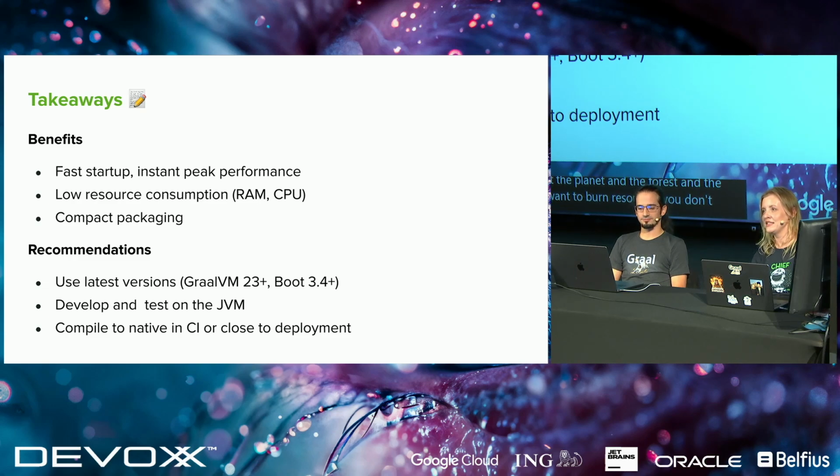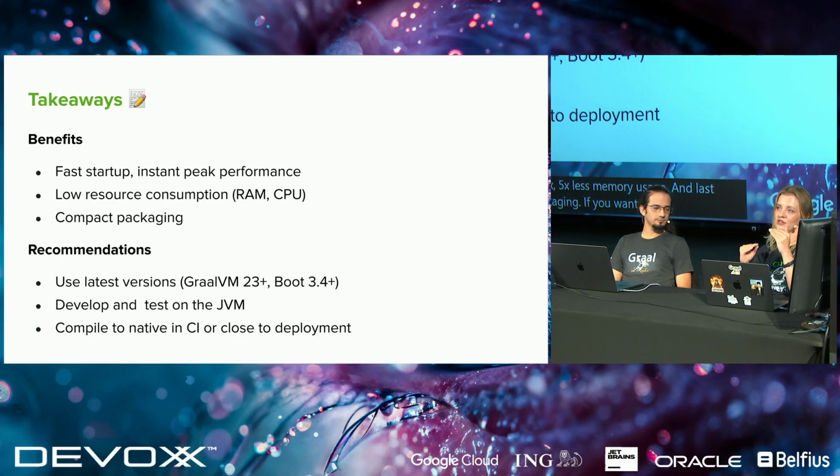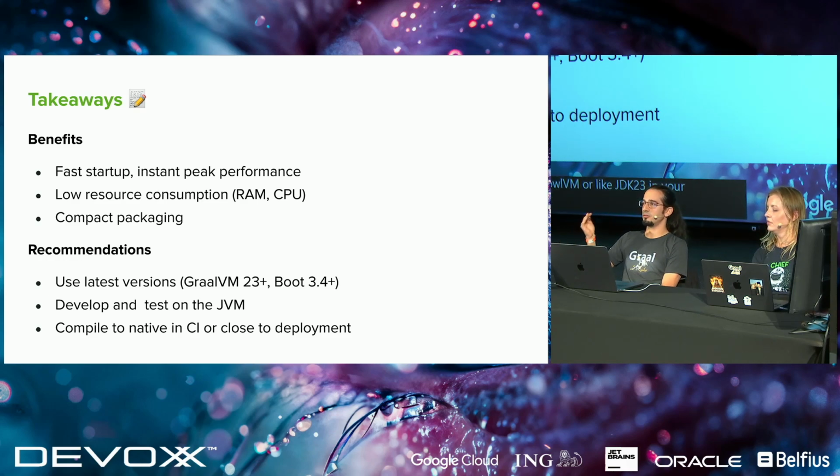That is another place where native image can help you and save you somewhere around 3x, 5x less memory usage. And the last thing is compact packaging. If you want to have smaller executables or smaller container images, that's also something that native image can give you. So, recommendations: latest and greatest. Even if you are not allowed to deploy GraalVM or JDK 23 in your production environment, you can do your migration using 23 because the compile times are going to be better, and so you're going to have a better experience. And then when you are finished migrating, you can go back to whatever is approved within your company.